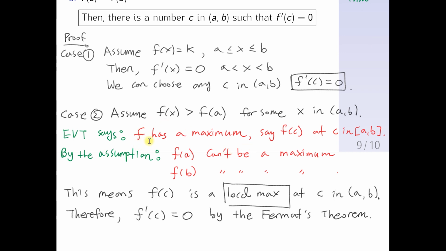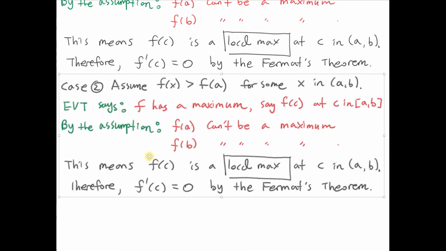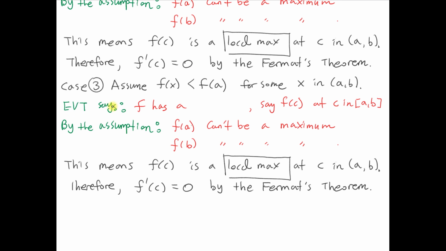For the last case, the process of the proof is exactly the same as case 2, except this inequality is flipped. So what I'm going to do is I'm going to first copy this whole thing right here. And the next thing I'm gonna do is just change this to case 3 and assume f of x is less than f of a for some x in a b. Extreme value theorem says f has, in this case, its minimum, say f of c at c in between closed interval a to b.